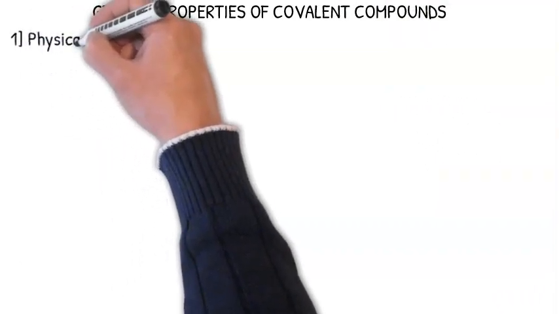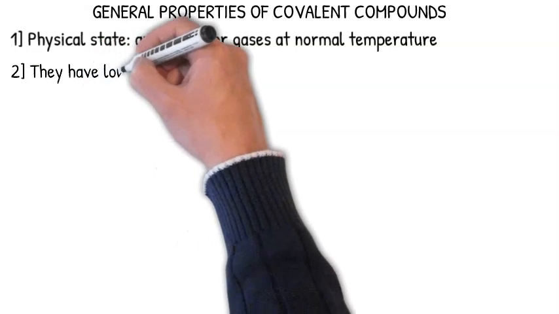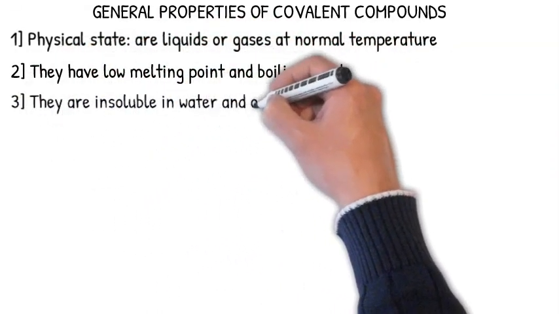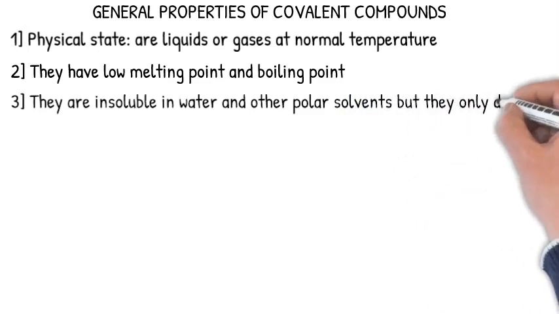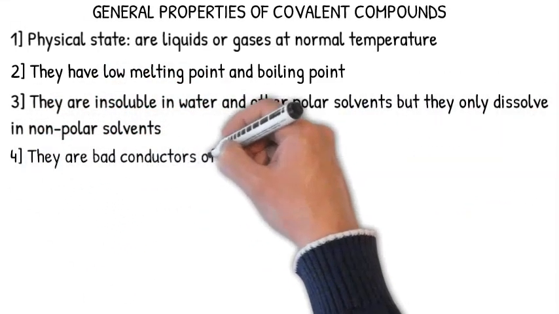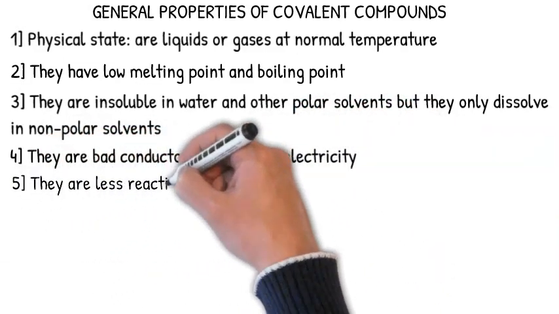General properties of covalent compounds. Number 1. Physical states. Are liquids or gases at normal temperature. Number 2. They have low melting point and boiling point. Number 3. They are insoluble in water and other polar solvents, but they only dissolve in non-polar solvents. Number 4. They are bad conductors of heat and electricity. Number 5. They are less reactive.